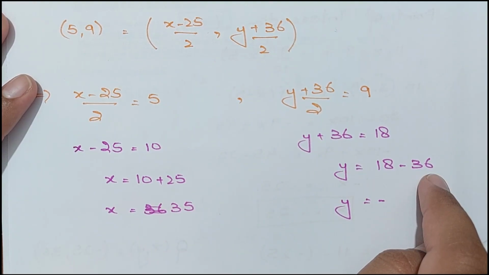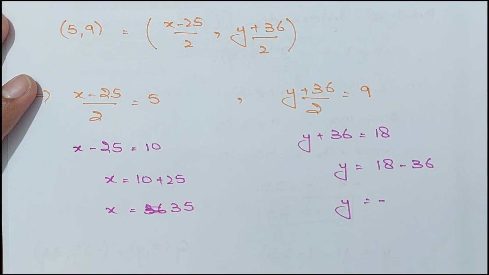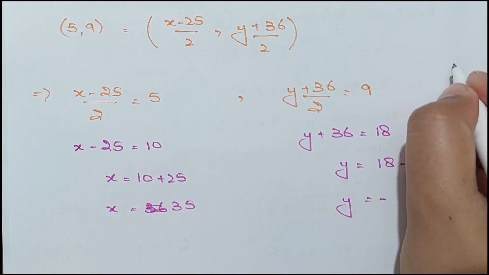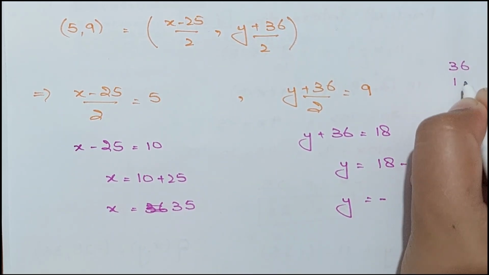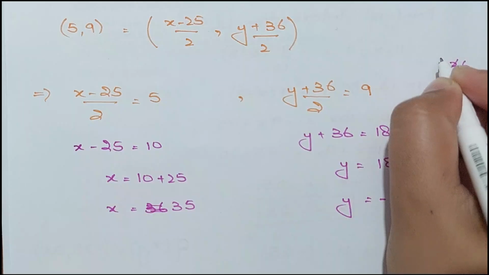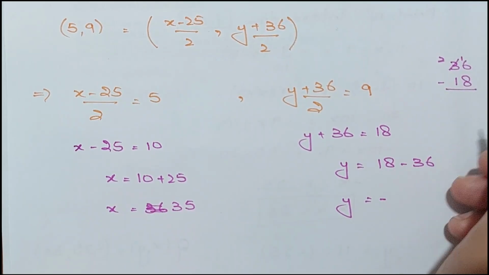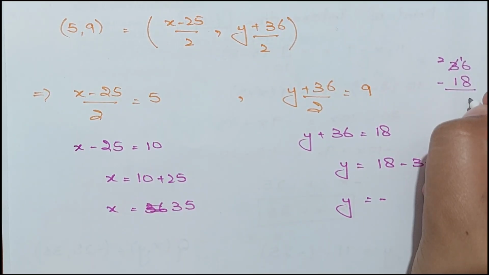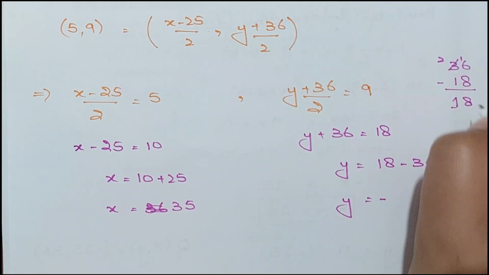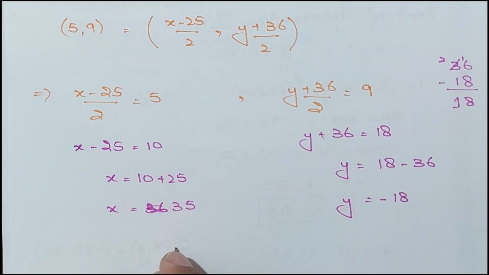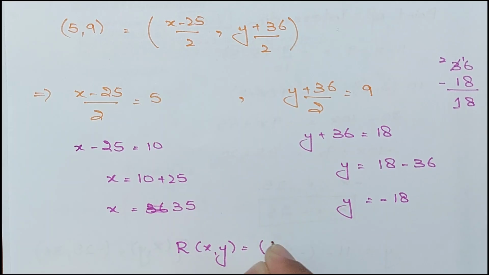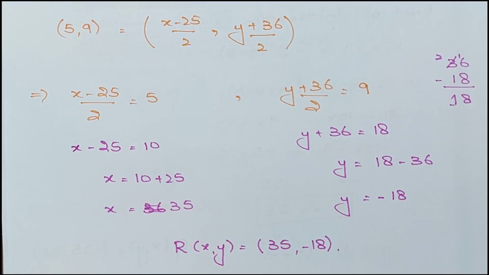Let me do it over here, 36 and 18. Subtract. We have 2 and 16. 16 take away 8 is 8, and it's negative, so it's negative 18. So the coordinates of R, the x and y coordinates, are (35, -18). I hope the situation is understandable now.